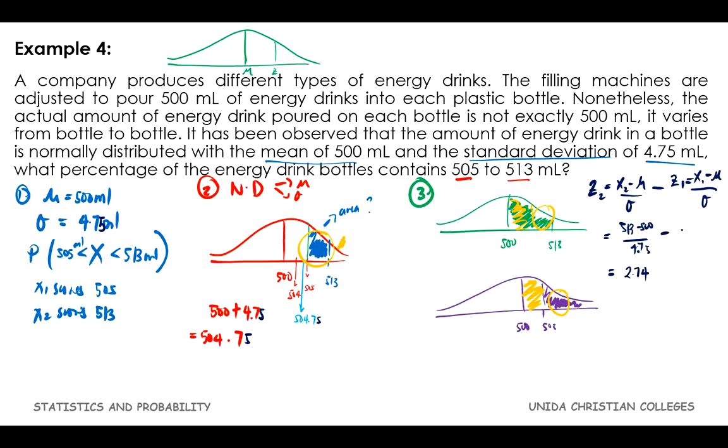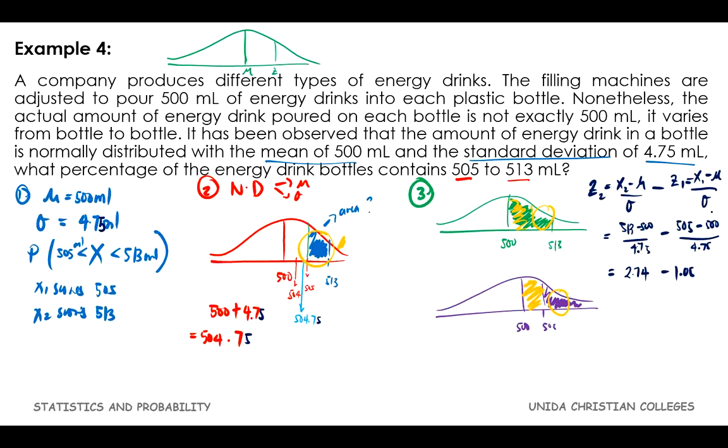So, punta tayo dun sa isa. Yung X sub 1 natin is 505 minus our average is 500 all over the standard deviation, 4.75. Pag pinerform yung operation, you will get negative 1.05. Bakit inuna natin si Z sub 2? Bakit inuna natin si 513? Kasi magne-negative siya, siya yung mas malaki. Nakukuha? Tsaka ito yung formula na ating susundan.